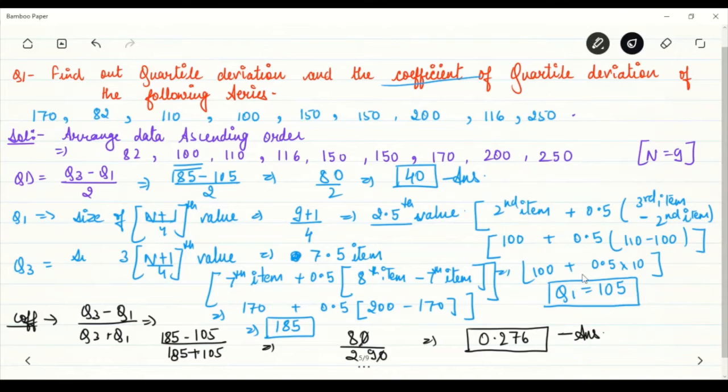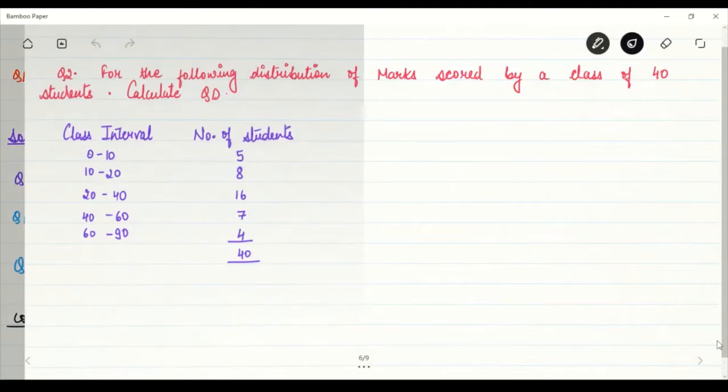So this is the answer. These both are the answers of this question. I hope I was able to make you guys understand this question. Now let us move to another question.